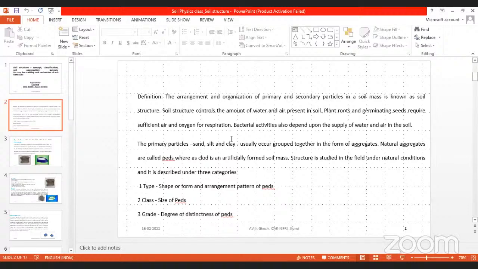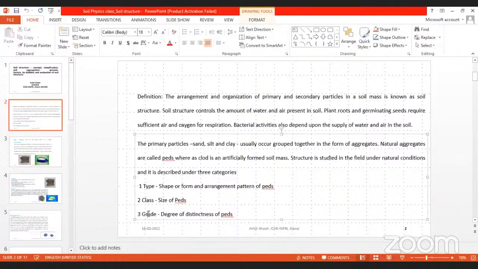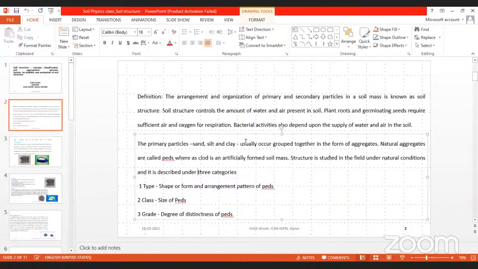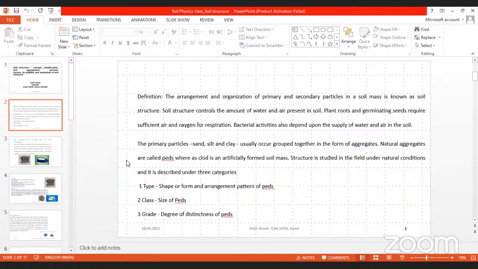Now, soil structure is the arrangement and organization of these primary and secondary soil particles in a definite shape at a particular time. Soil structure is defined based on three categories, that is type, class, and grade. Type is the shape, form and arrangement pattern of individual peds, class is the size of the peds, and grade is the degree of distinctiveness of the peds. I will explain all these later on.